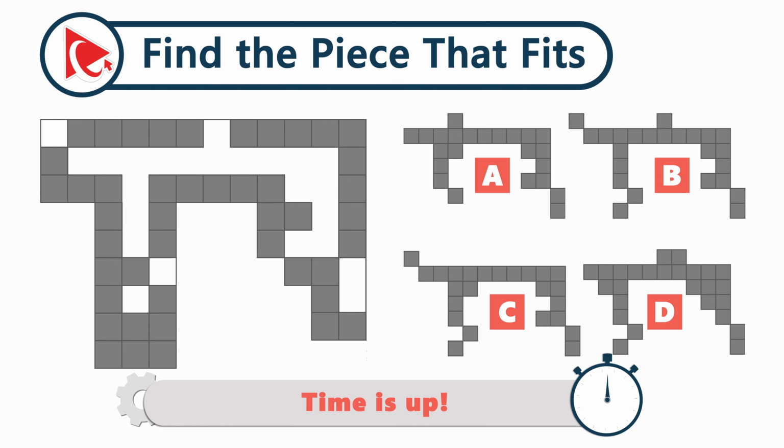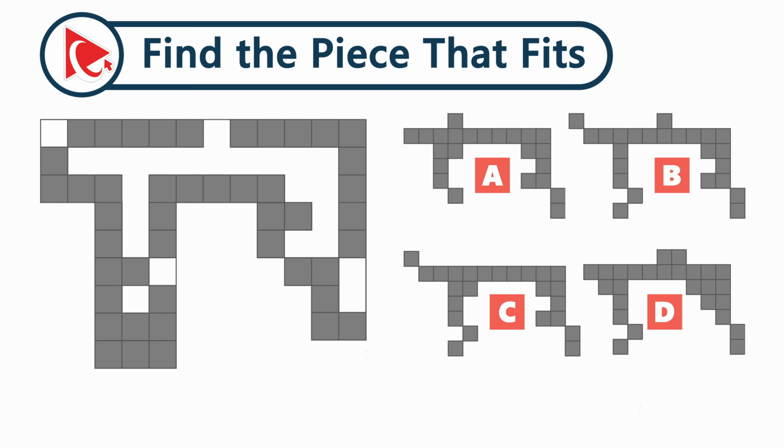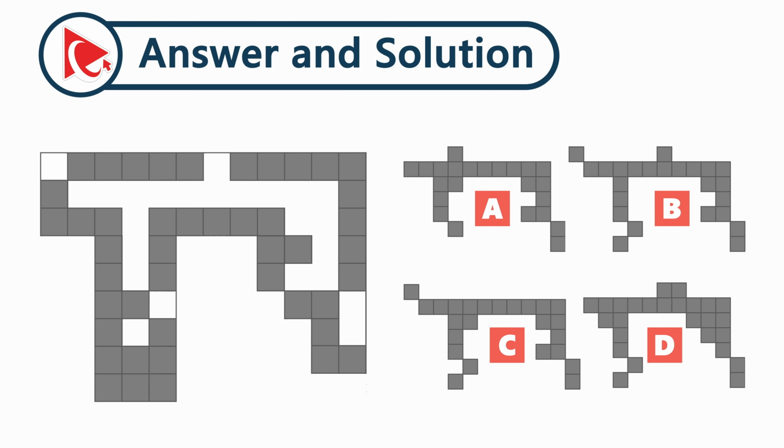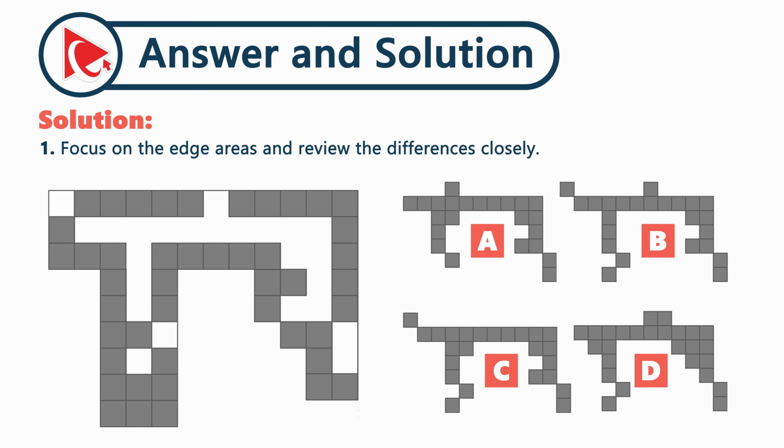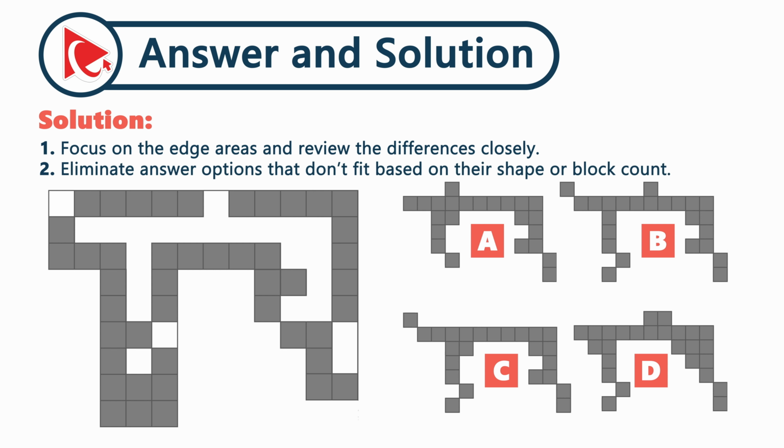Time's up. Do you have your answer ready? I hope so, because the solution here is not very difficult. In fact, to solve it, we need to do 2 things. We need to focus on the edge areas and review the differences closely. And in the second step, we need to eliminate answer options that don't fit based on their shape and block count. Let's start by identifying those edge areas we need to focus on.